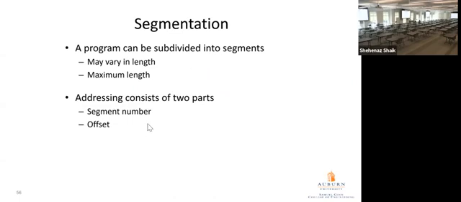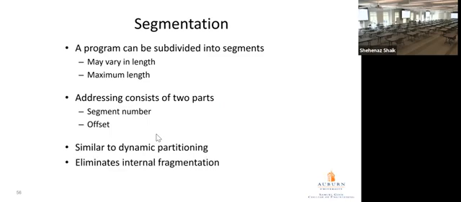However, the external fragmentation is not completely eliminated, because we still have the similar problem as we have with the previous dynamic memory partitioning approach. Though the overall scale of the problem is smaller, considering here we are trying to allocate memory to individual segments and not to the entire processes. Okay? So in that manner, segmentation approach is to some extent similar to dynamic memory partitioning approach.